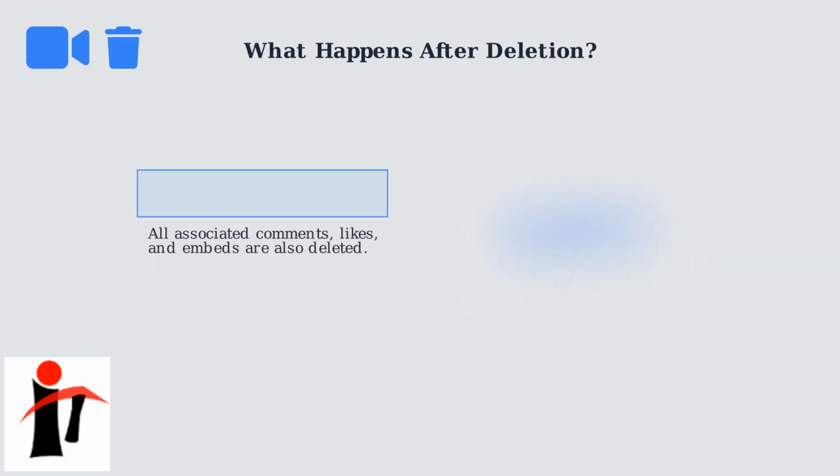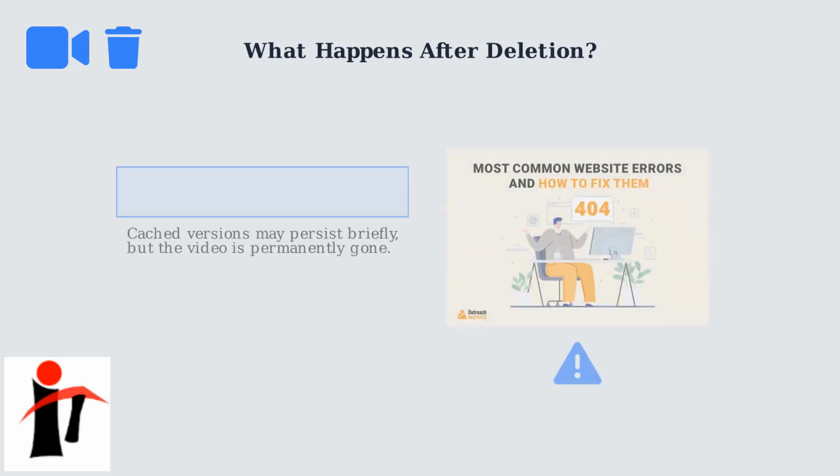Additionally, all associated content is permanently deleted, including comments, likes, and any other embeds. This ensures a complete removal of the video and its interactions. While cached versions on search engines or other platforms may persist briefly, the video is permanently removed from Vimeo and cannot be recovered. Always consider backing up important content before deletion.